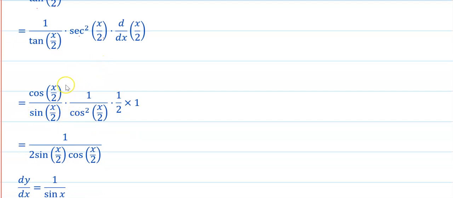How to simplify this? Okay, now see this here, 1 upon tan of x by 2 means cot of x by 2. Next, sec square x by 2 can be written as 1 upon cos square of x by 2. And d/dx of x by 2: the derivative of x is 1, and hence it is 1 upon 2. Now see this here, cot of x by 2 means cos of x by 2 upon sin of x by 2.